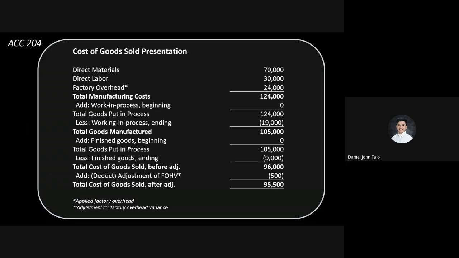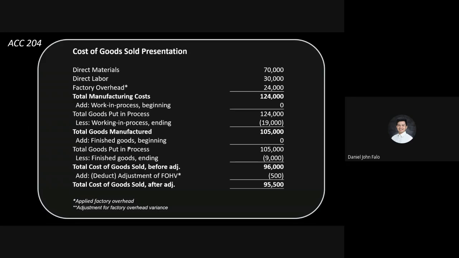Okay? So here in the computation of the cost of goods sold, you can see the balances of the ending inventories. We have work in process ending inventory, 19,000, as well as finished goods ending, 9,000. So this should balance because it is like what we computed before. We can see that the cost of goods sold before adjustment is 96,000. Our cost of goods sold after adjustment is 95,500. The same computation that we got before.